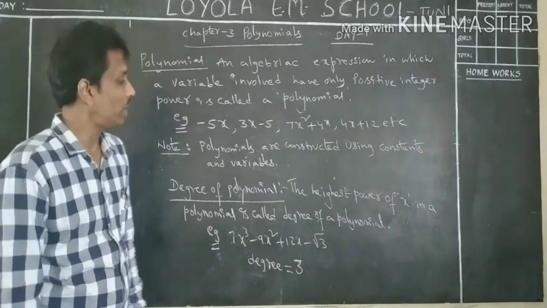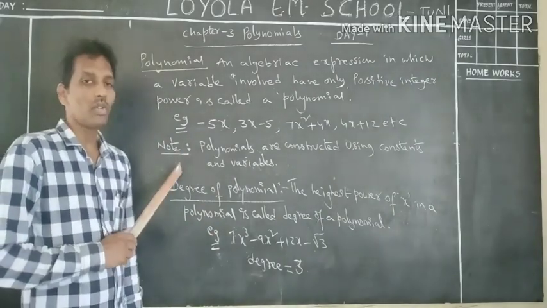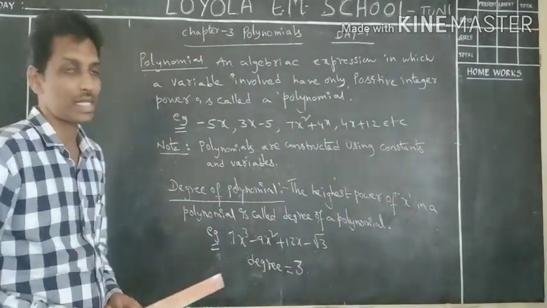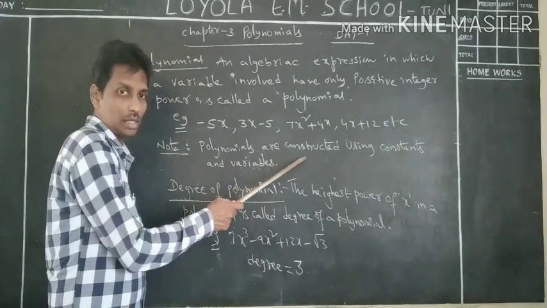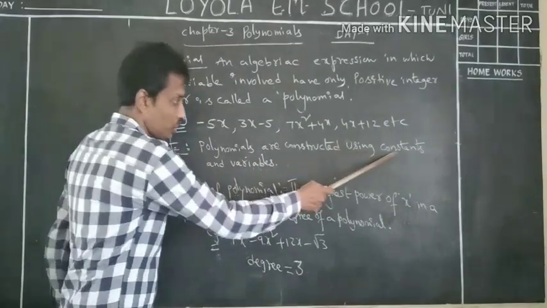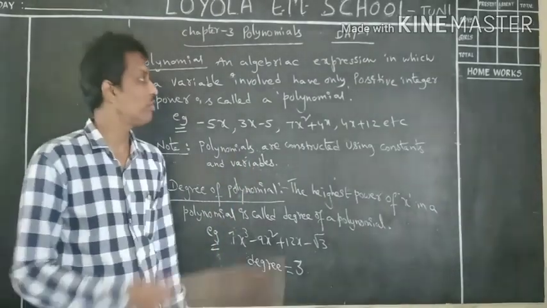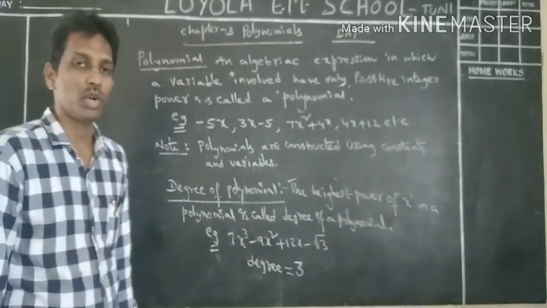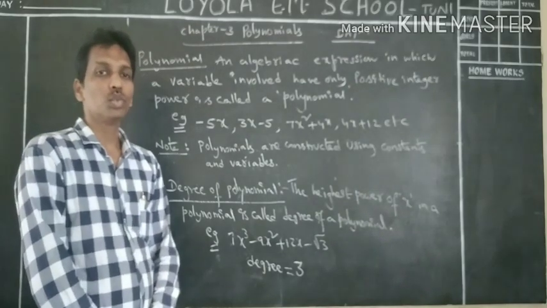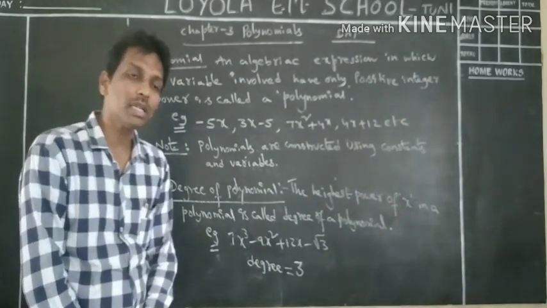Similarly, for these examples, here we wrote one note. What is that? Polynomials are constructed using constants and variables. So that is the case. Before starting the definition of a polynomial, I asked you what is the definition of an algebraic expression.